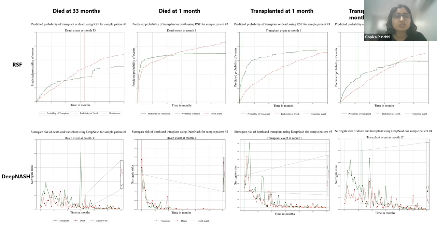Instead, in the bottom row, we have predictions using the DeepNASH model. This model outputs predictions for both death and transplant in one model, so the relative risk of each event of death and transplant can be compared at a given point in time on the waitlist. In DeepNASH, the risk also varies over time because of the nonlinear relationship between covariates and outcomes. This discrete risk prediction can be done even with data from the time of waitlisting alone, as we've demonstrated here, and this may more accurately represent risk on the waitlist. Next.